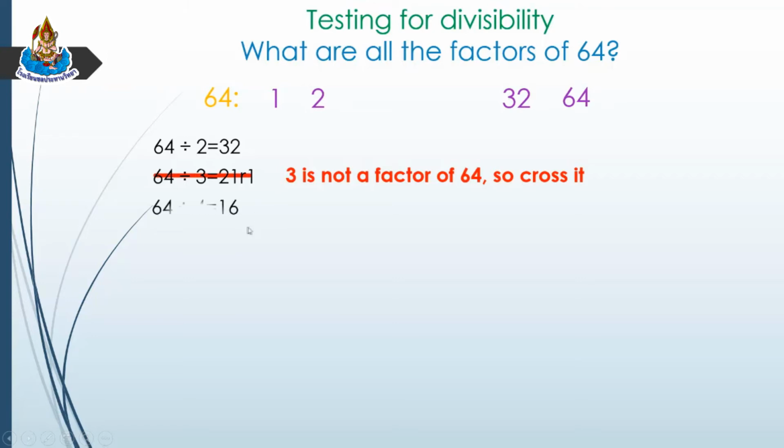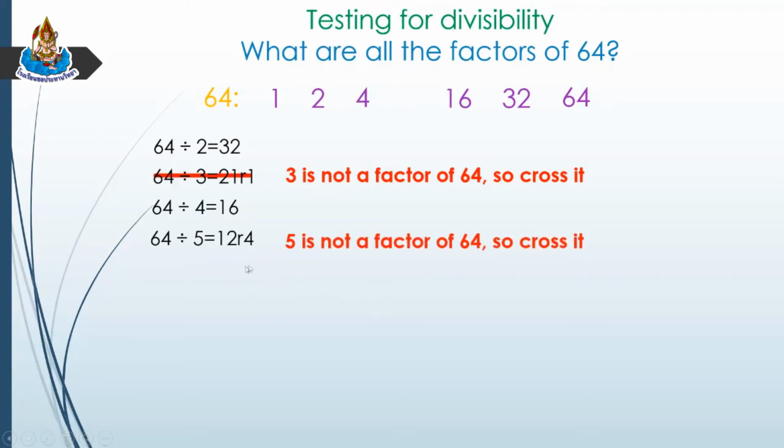Next one, 4. Yes, 4 can divide 64 without remainder. So 4 and 16 are factors of 64. Next one, 5. No, we have a remainder. So 5 is not a factor of 64. So let's cross it.